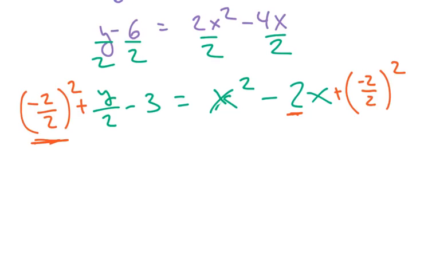Okay. So then we'll clean it up. So we know that negative 2 divided by 2 is negative 1. Squared is 1. So this is just plus 1. And this would be 1 here. And the green is basically the same thing.